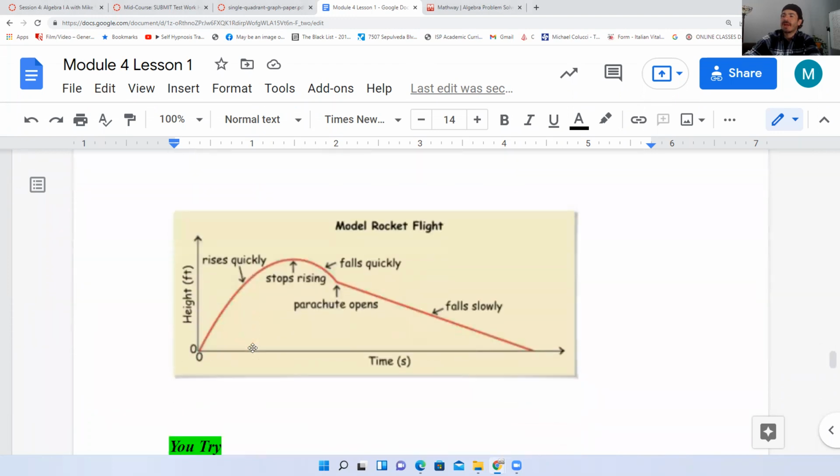So this is kind of interesting. Height and time, model rocket flight. So this is time, remember. This rocket isn't moving horizontally. This rocket's moving straight up. It rises quickly. It stops rising. It falls quickly. Its parachute opens, and then it falls really slowly. If you can see my mouse to the right over here.